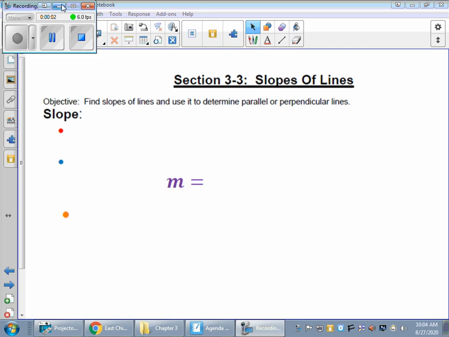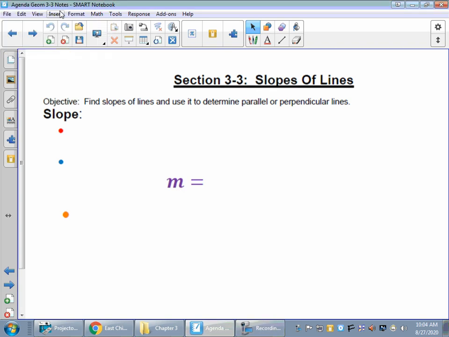Okay, welcome back, geometry. We are on section 3.3, which is slopes of lines. Now, a lot of you that had algebra last year will know that we dealt a lot with slope last year. So some of this is review, but we use it in geometry as well. So we've got to make sure that we know the basics of slope before we go on to how we're going to apply it in geometry.